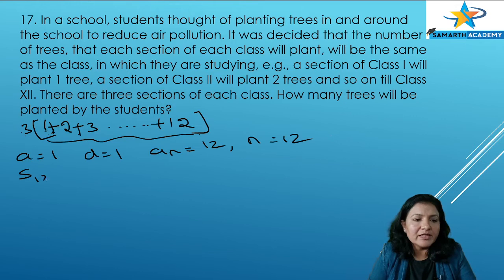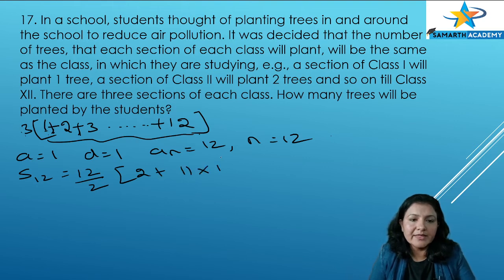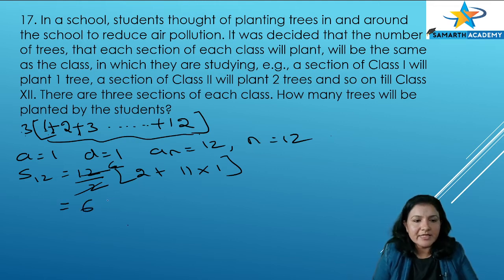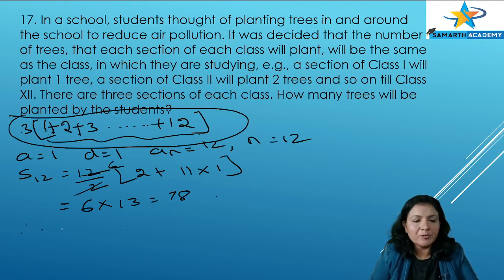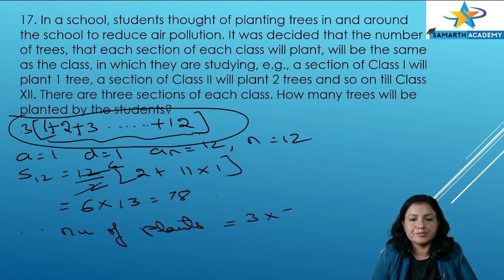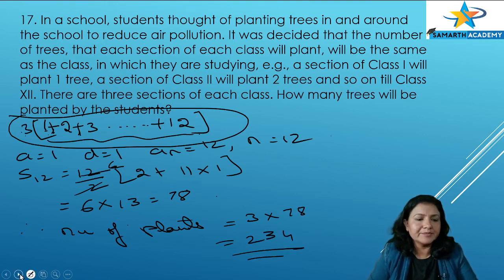So S12 is equal to 12 by 2, 2A plus n minus 1 into d. So 2 sixes are 6 into 13, that is 78. Therefore, the sum, for that we need to multiply it with 3. Therefore, number of plants equal to 3 into 78, that is 234. So 234 plants have to be planted.